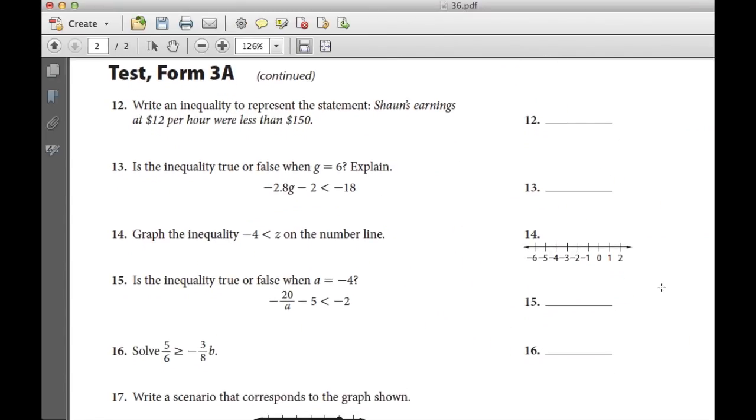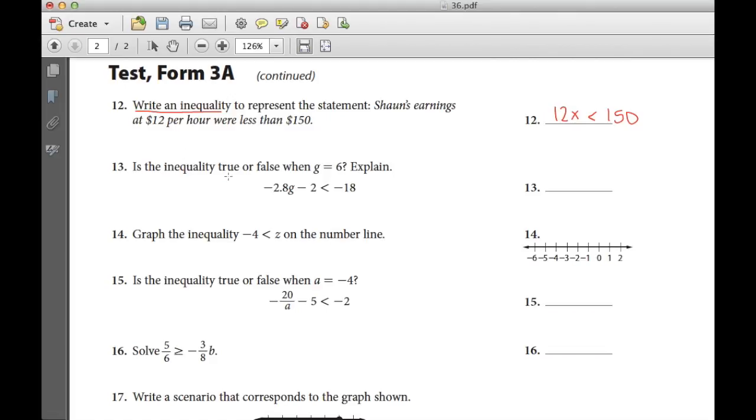Scrolling down here, write an inequality to represent the statement. Shauna's earnings at $12 per hour were less than $150. So I'm going to say $12 times x, x being the number of hours, was less than $150. Make sure you pay attention to the directions. Sometimes it just says to write an inequality. Sometimes it says to write and solve. In this case, just writing it.